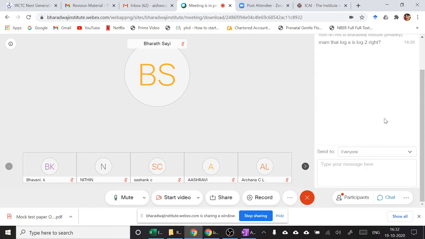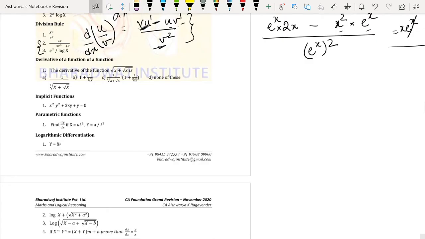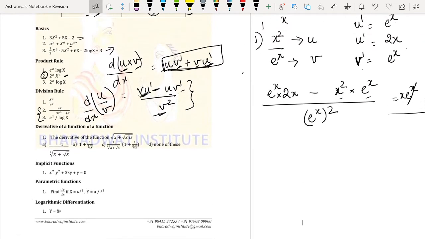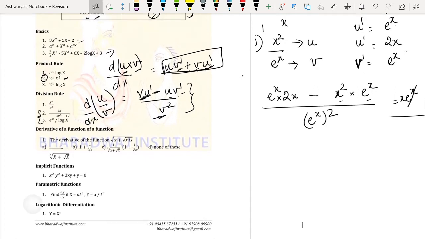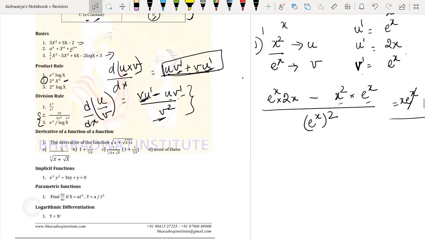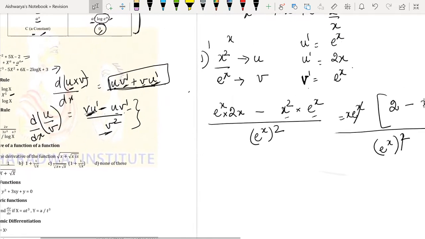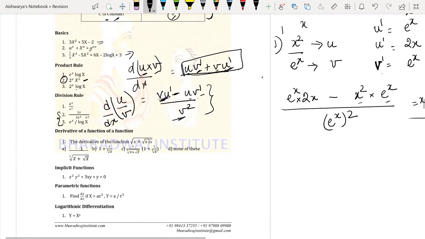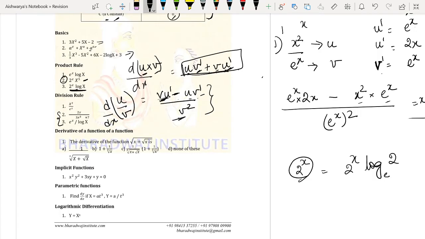Someone has asked a doubt in the chat box: log A is log 2, what does that mean? Yes, in this question, it is 2 power x. The differentiation of 2 power x will be 2 power x log 2 base e. I hope it is clear.